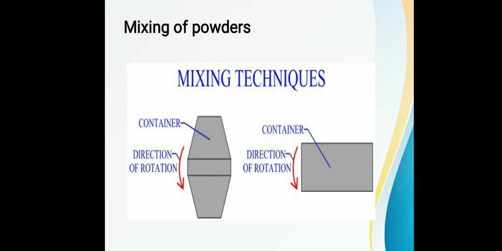Second, additives, that is binders. Binders help to improve the compactability. And the third additive used is deflocculants. These help to stop agglomeration of particles of the powder. So that is the second step of our powder metallurgy technique, that is mixing and blending of the powder.